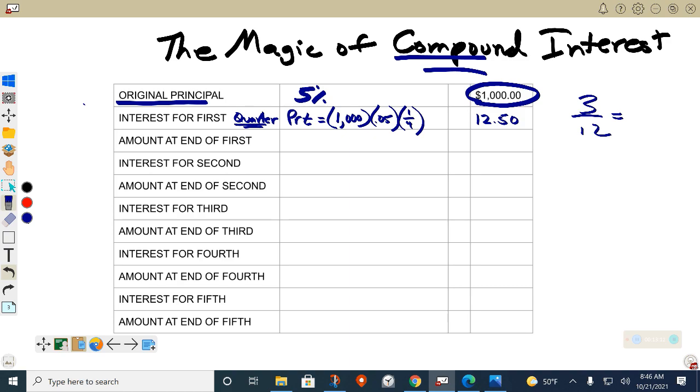So far, so good. So what's the total amount in the account at the end of the first quarter? I'm going to put Q for quarter. So put amount at the end of, go ahead and put Q, because we're just doing quarters right now. Q will stand for quarter for this example. Put Q's all the way down, please.